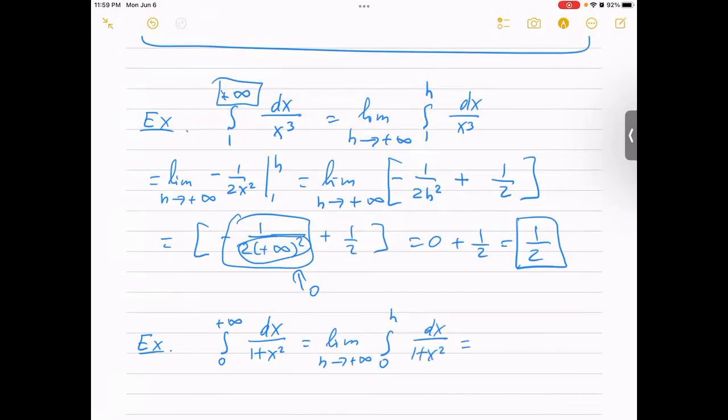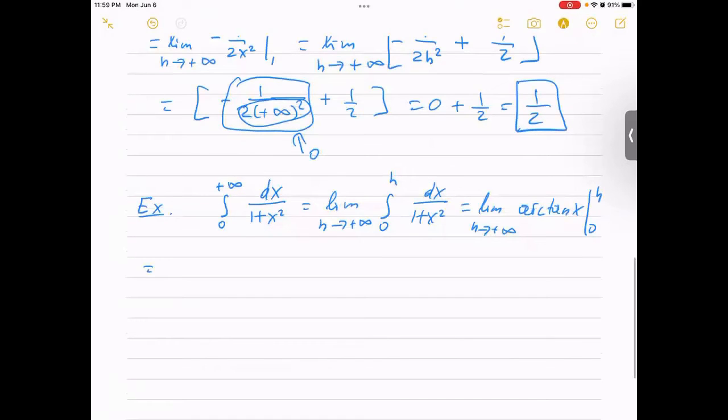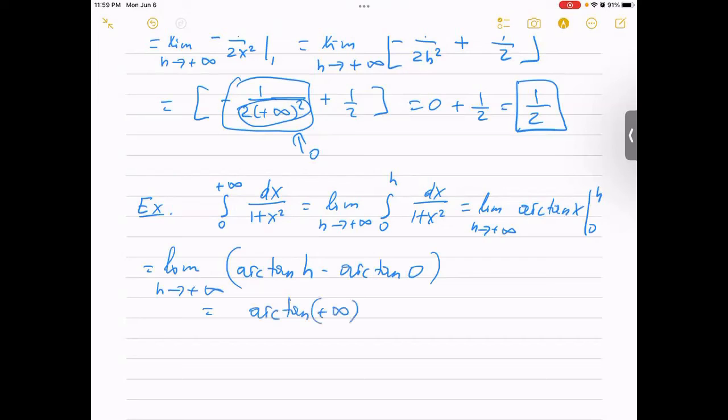A derivative of 1 over 1 plus x squared is arctangent. The limit is h approaching plus infinity, and it's from 0 to h. So we're going to get arctangent of h minus arctangent of 0. Limit is h approaching plus infinity. So we're going to get arctangent of plus infinity. Arctangent of 0 is 0. And you recall that arctangent of plus infinity is pi over 2. So the answer here is pi over 2.